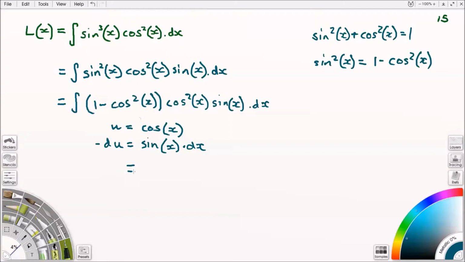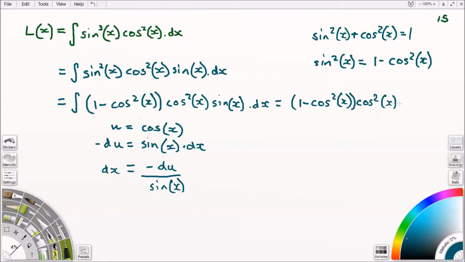And as we can see now, we can say that dx is equal to negative du over sine x. Now we can do whatever we like with that negative sign here, but effectively what I'm showing is that we can now go 1 minus cos x, cos squared x, and then we have sine x here.